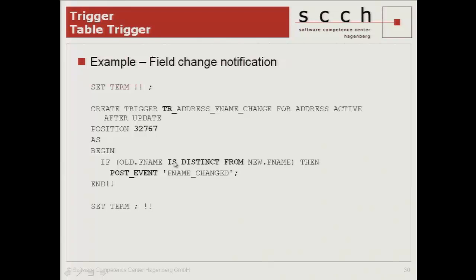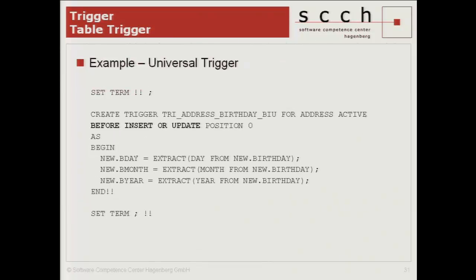Especially, it also works for blob data. While you have been using, for instance, a user-defined function to check if something was different in a blob, for instance using a CRC check or something like that, you now have the is distinct from clause beginning with, I think, Firebird 2.0. Well, that's an example of a universal trigger.